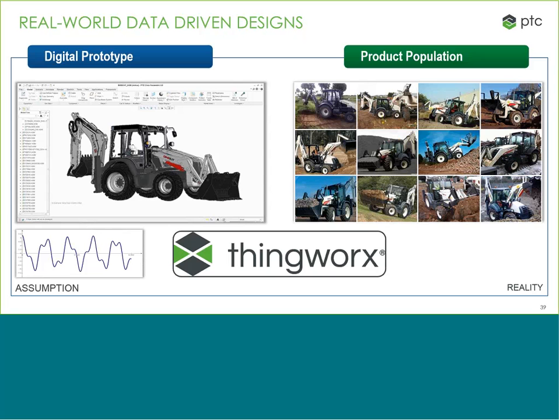So maybe the part is over-designed. I may find out it's under-designed. Maybe I did the opposite and only designed for 2 tons, and yet people are going to 4 and 5 tons. But this real-world data allows me to take assumptions and replace them with reality, right? How is it being used? Because right now, that is the disconnect. I can think whatever I want to think, but do I have real-world data to support my design and development decisions?